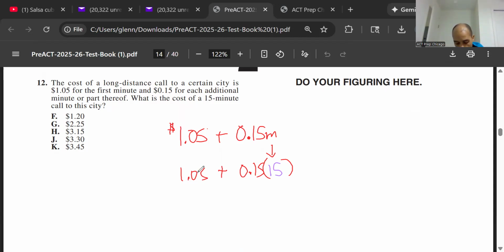We do 0.15 times 15. I think that's going to be $2.25. And then we add $1.05 to that, and we get $3.30. So that's $2.25 plus $1.05, and this would be $3.30.